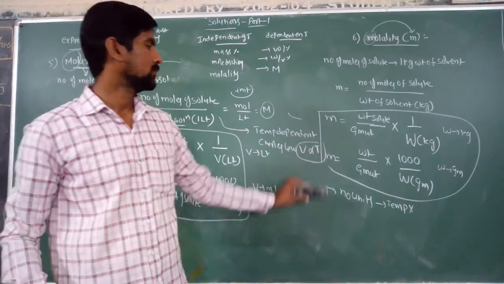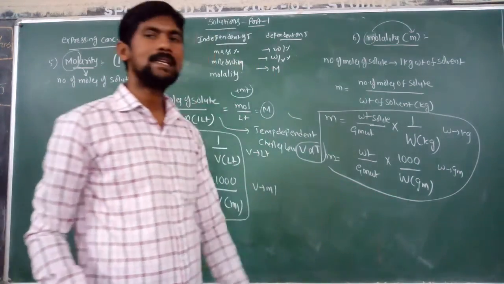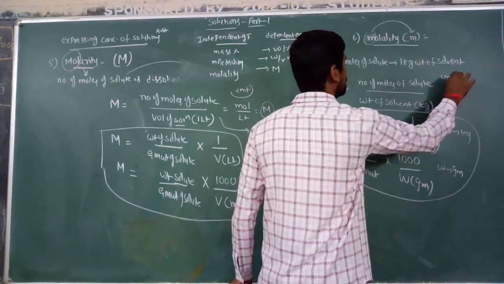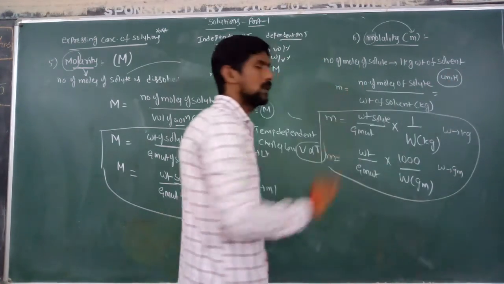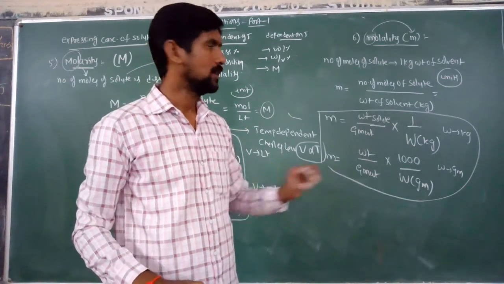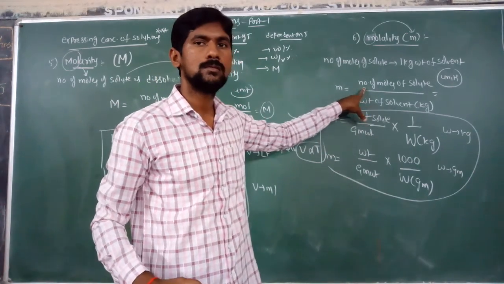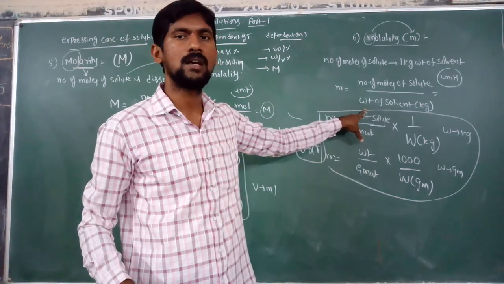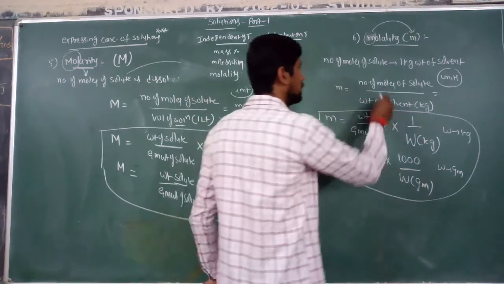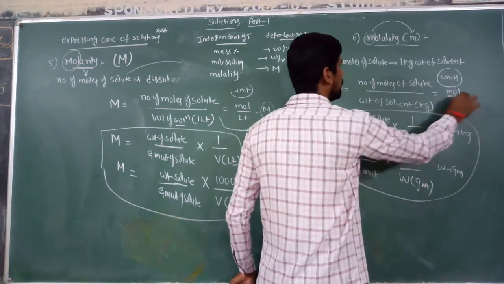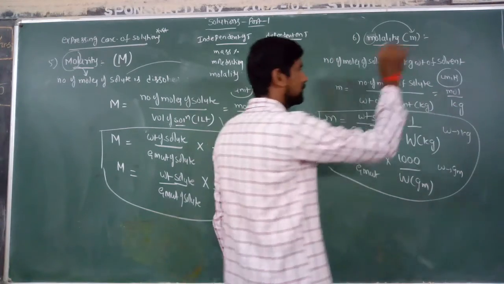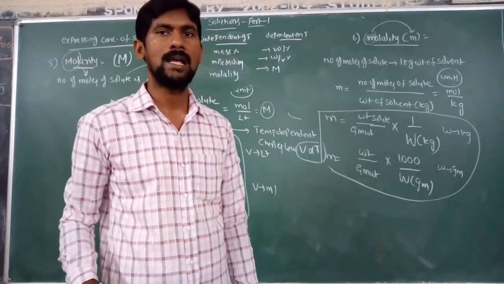So molality is temperature independent, but units are there. What are the units of molality? Molality is number of moles of solute dissolved in 1 kg weight of solvent. So numerator is number of moles. What is the unit of number of moles? Moles. Weight of solvent, what is the unit? Kg.